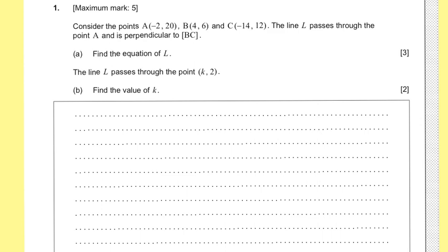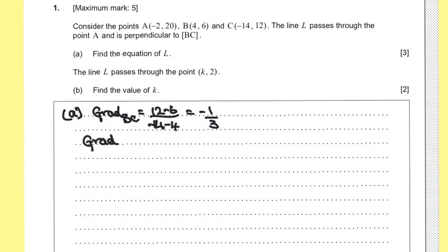So the first thing we need to do is to find the gradient of BC, which is equal to 12 minus 6 over minus 14 minus 4, which is equal to minus 1/3. Now the gradient of L is equal to minus 1 over minus 1/3, which is equal to 3.